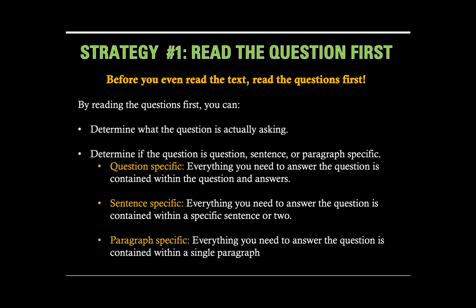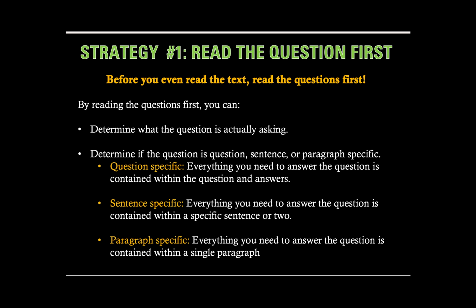So again, before you read the text, read the question first. So by doing that, you can determine what the question is actually asking. The best way to understand a question is to paraphrase it or rephrase it to yourself and figure out exactly at the core, what is it asking? Because sometimes there's a whole bunch of additional information that you don't need. So what at its core is the question asking?